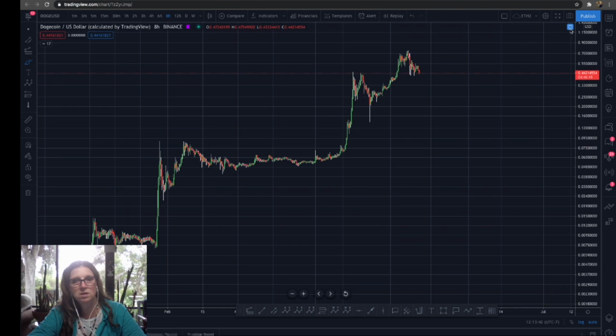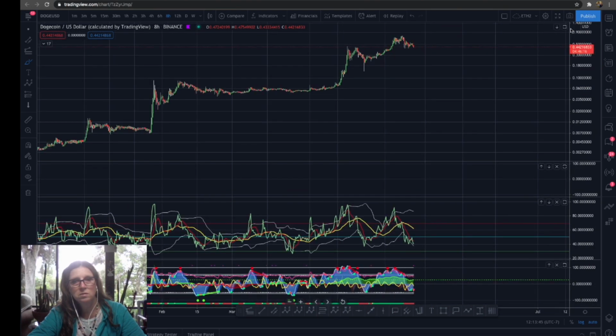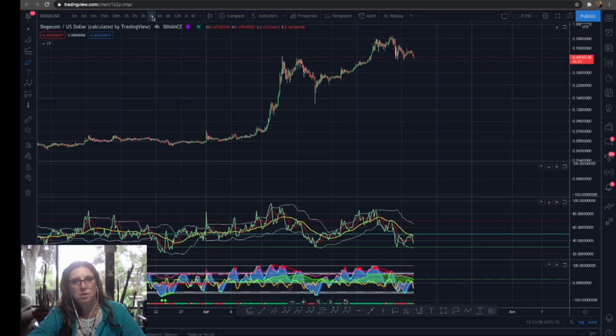Take a look at the indicators real quick. We're already creating bullish divergence on the 8-hour. On the 4-hour, we had the bullish divergence, but it just couldn't kick off. Just couldn't do it. So I do see this coming down further.